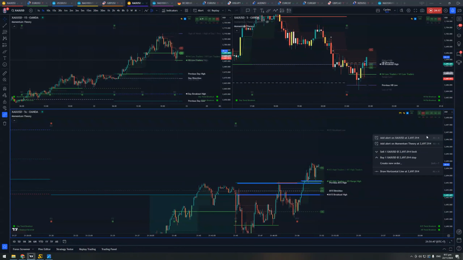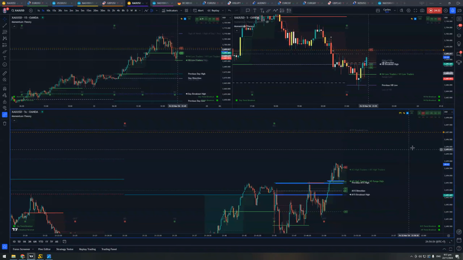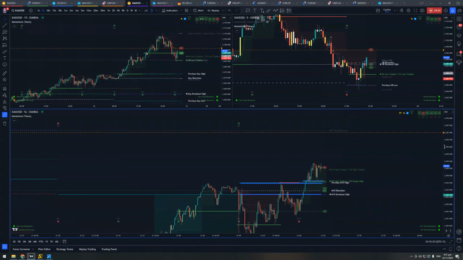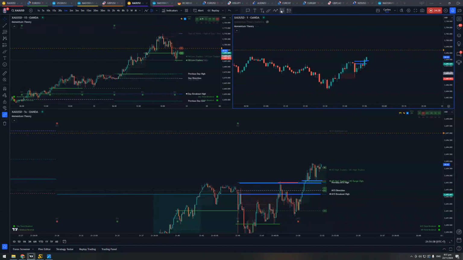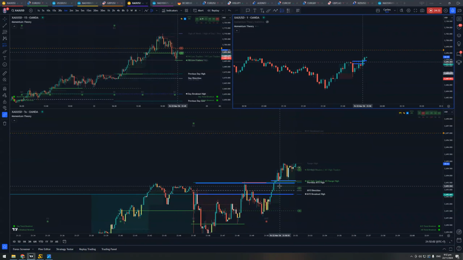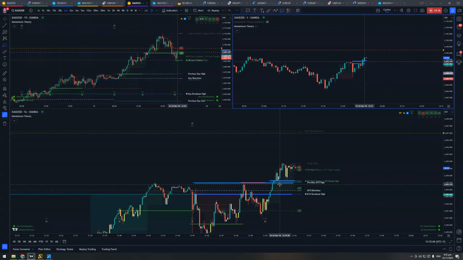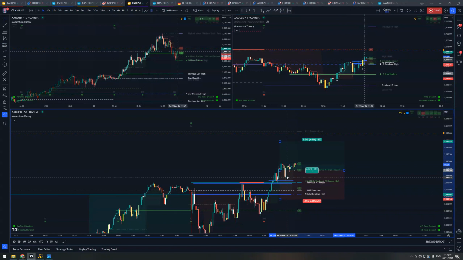Target is at the H1 breakout low. And again, 1 bar stop on this one. All right, take it. Is it this one? Oh no, this one.